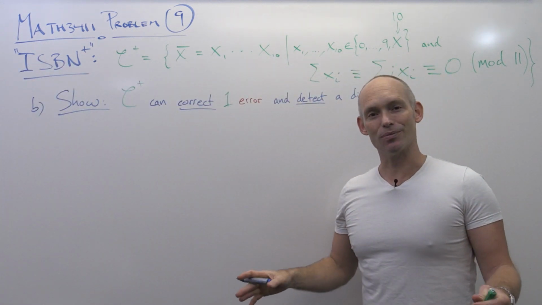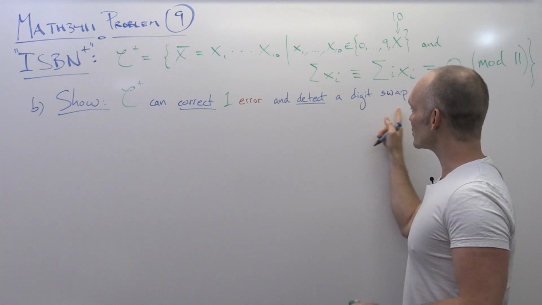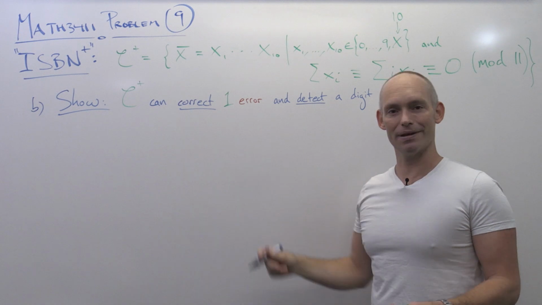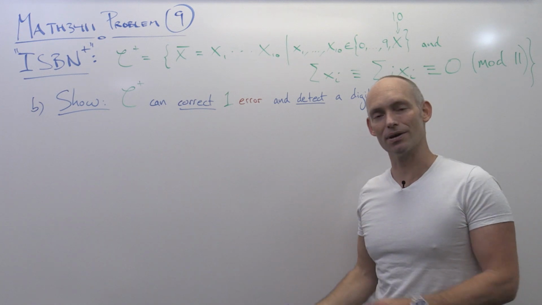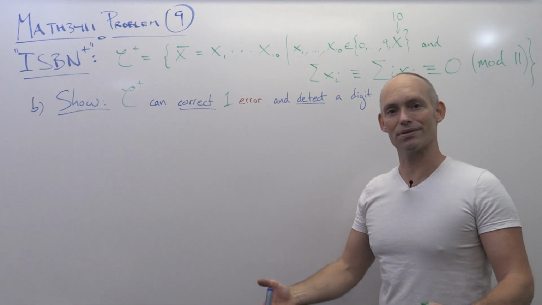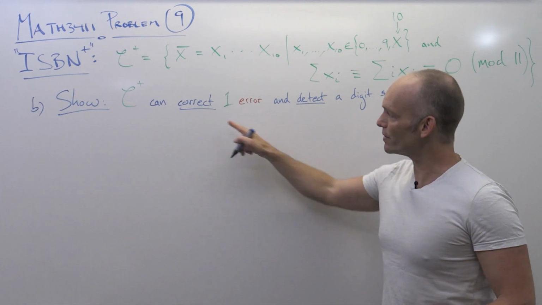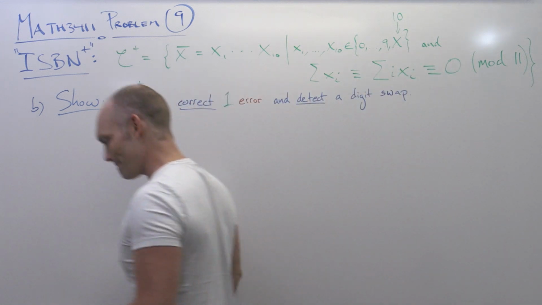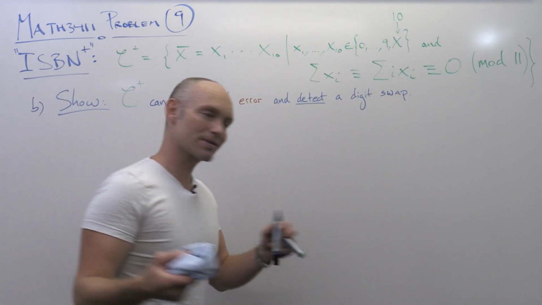Well, here I'm going to be lazy once again and say the detection of digit swaps is exactly the same for just the usual ISBN, and the proof is in the notes and the slides. So have a look at that and try to understand it and maybe reproduce it yourself. That would be good. So we're going to focus on the correction of one error. So let's have a look at what's going on.